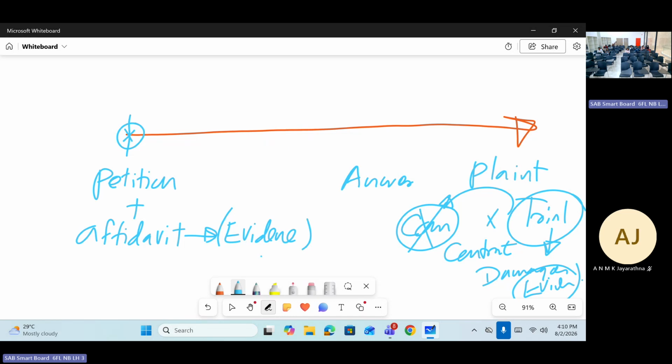So that is the general matter, in order to record evidence like this. But here, a petition along with an affidavit.